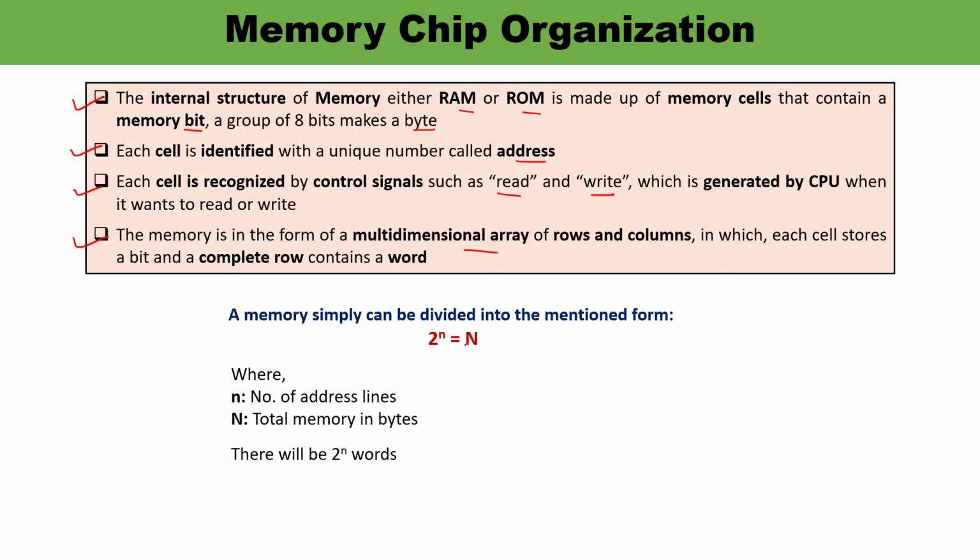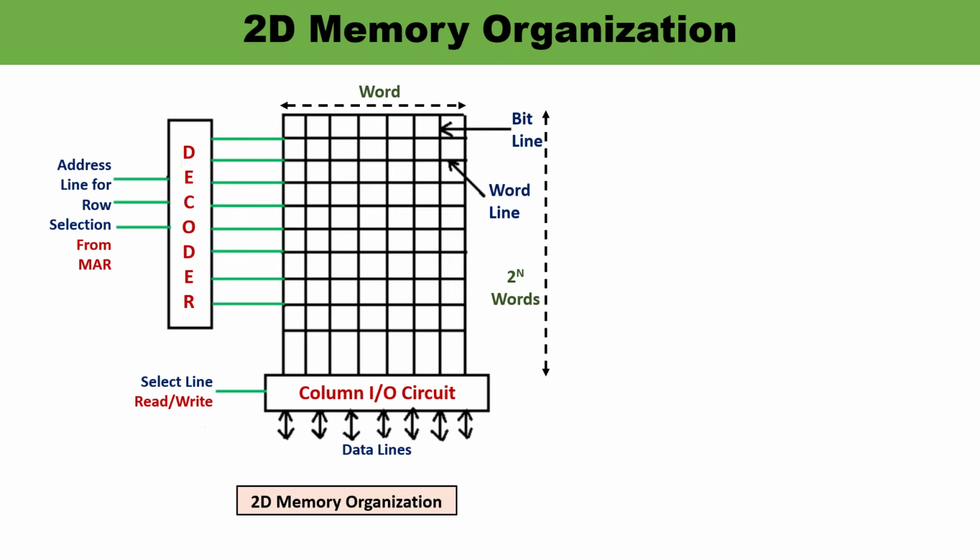2 raised to the power n is equal to capital N. Here n is the number of address lines, and capital N is the total memory in bytes. And 2 raised to the power n is the total number of words. This is just to give you a glimpse of how it can be represented mathematically.